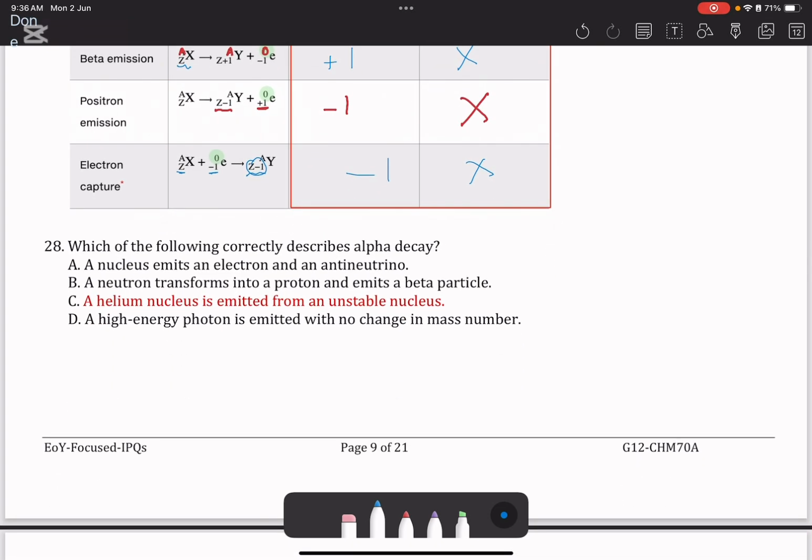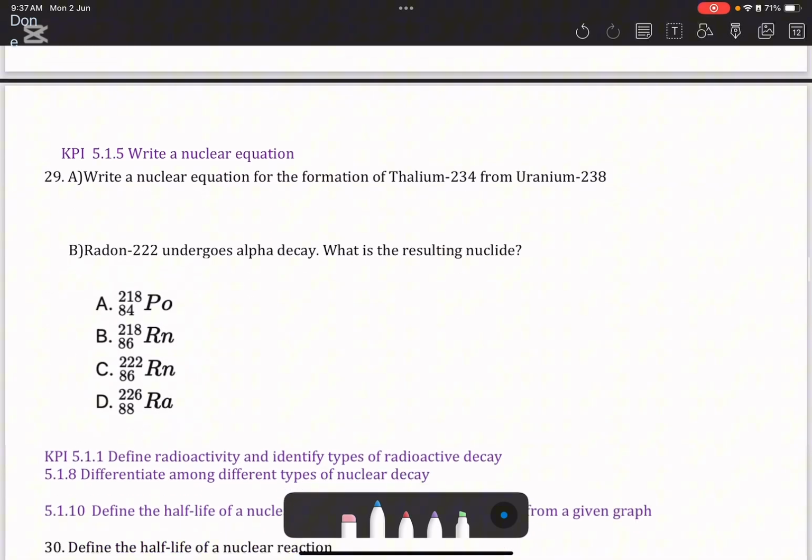Which of the following correctly describes an alpha decay? Alpha decay means we obtain an alpha particle with the daughter nuclide. So here it's going to be -4 and here it's going to be -2, and that's the parent. Okay, a nucleus emits an electron. No. A neutron transforms into a proton. No.